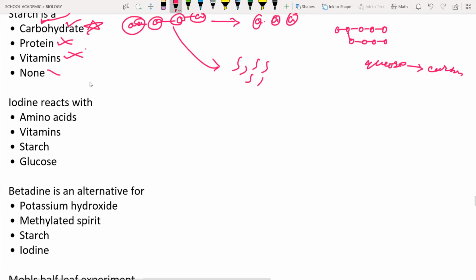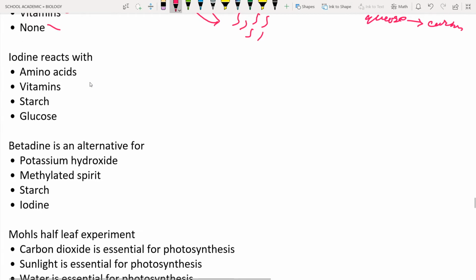So next is the iodine. Iodine reacts with what? First of all you should know about the iodine. Iodine is a chemical substance. It is going to react with some compound. So let us go through the options one by one. Iodine reacts with amino acids? It is not the correct option. Why? Because iodine is a chemical substance used to identify the carbohydrate. So is the amino acid a carbohydrate? No, amino acids are not carbohydrates.